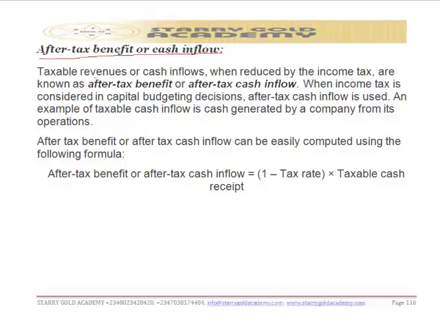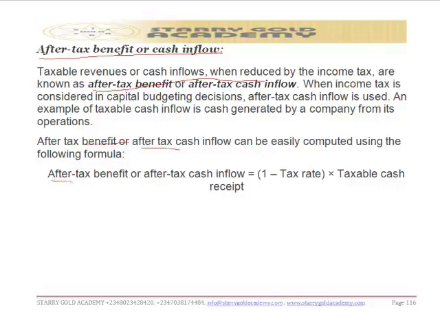Taxable revenue or cash inflow when reduced by the income tax is known as after tax benefit or after tax cash inflow. And when income tax is considered in capital budget decision, after tax cash inflow is used. So an example of taxable cash flow is cash generated by a company from its operations. And after tax benefit or after tax cash inflow can easily be computed using this formula.